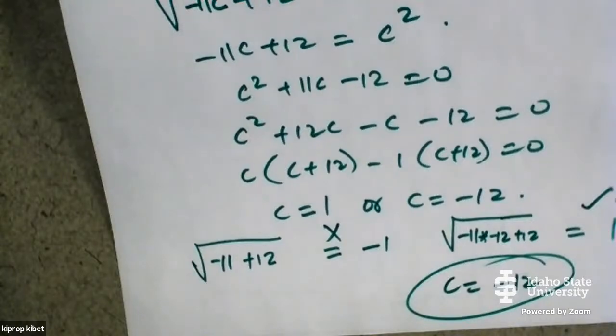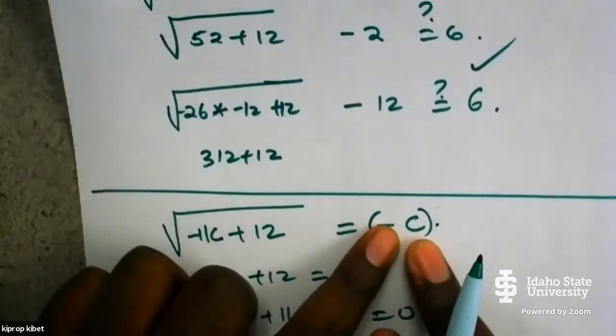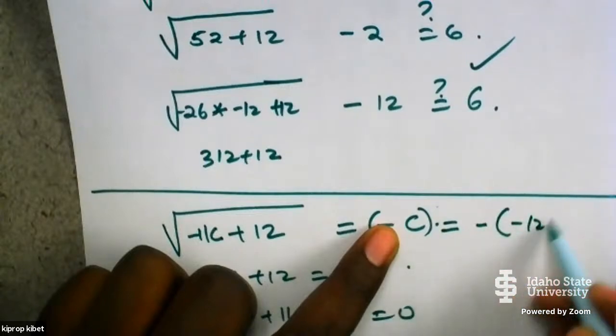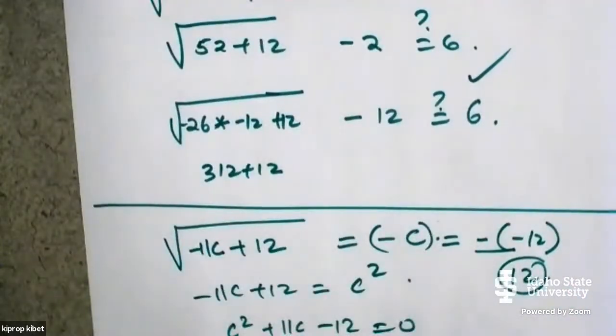So when you put the minus 12 in for the minus c, it becomes positive, right? Yes, because we know c is minus 12, and the c over here has a minus. So when you put it back, it becomes minus minus 12, so this will be 12.